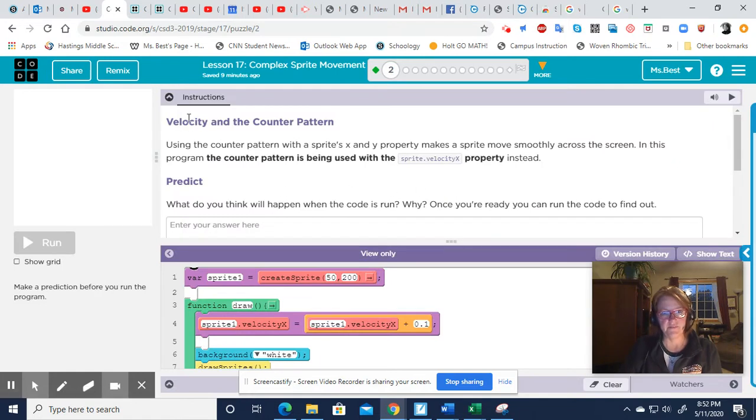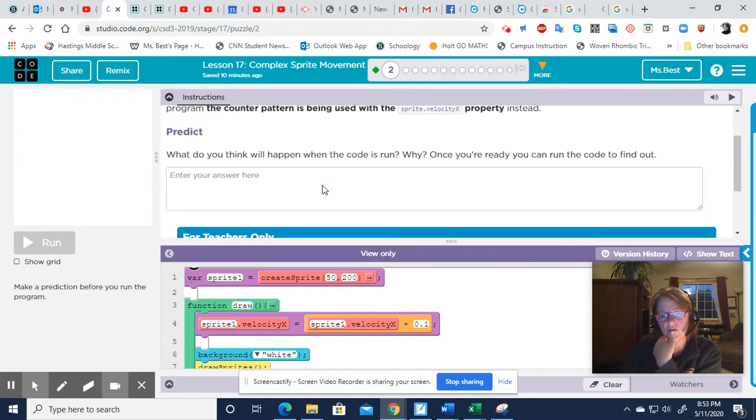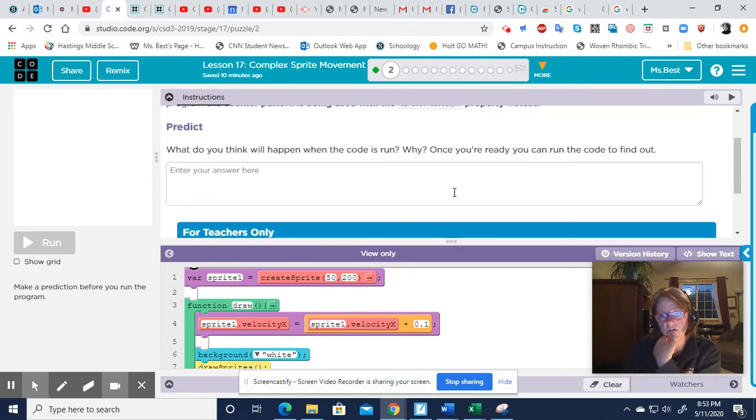Level number 2. So here are your instructions. Using velocity with a counter pattern, meaning adding, subtracting, something like that. It says using the counter pattern with the sprite's x and y property makes it move smoothly across the screen. In this program, the counter pattern is being used with velocity x. Okay, so instead of just sprite.x, it's saying sprite.velocityx.